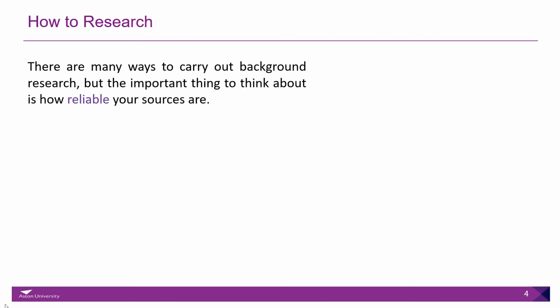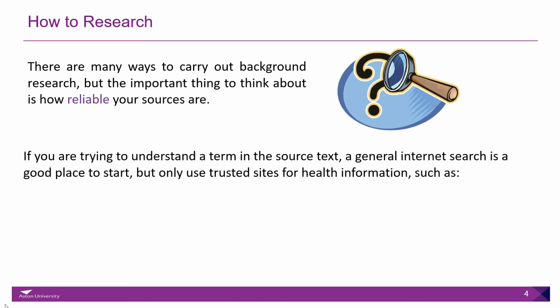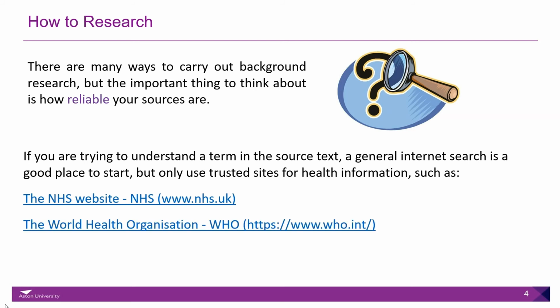There are many ways to carry out background research, but the important thing to think about is how reliable your sources are. If you're trying to understand a term in the source text, a general internet search is a good place to start, but only use trusted sites for health information, such as the websites of the NHS or the World Health Organization.